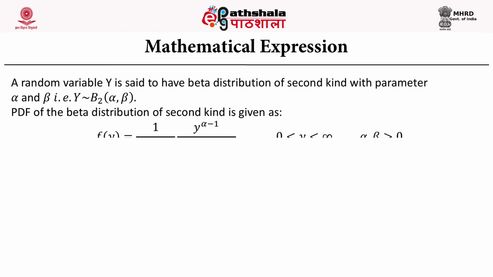The mathematical expression is: a random variable y is said to have a beta distribution of the second kind with parameters alpha, beta, where y follows beta 2 with parameters alpha, beta. The PDF of the beta distribution of the second kind is given as f of y equal to 1 upon B(alpha, beta) into y^(alpha minus 1) over (1 plus y)^(alpha plus beta), where y lies between 0 and infinity and alpha, beta are greater than 0.